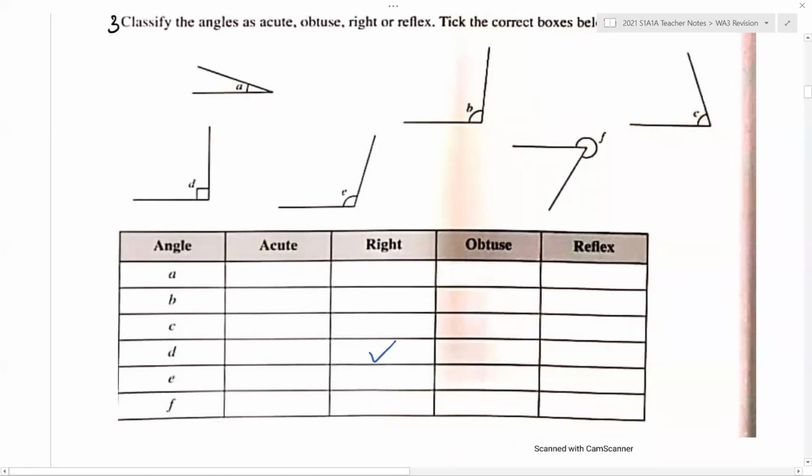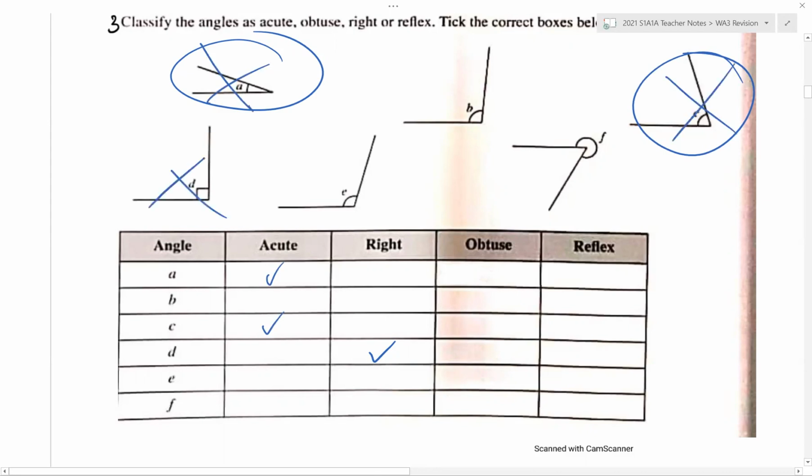So anything less than your 90 degrees, we human beings are able to see and recognize shapes. We can see and recognize that angle A is smaller than that corner of your paper. Angle C is smaller than the corner of your paper. So these two are the ones that are acute. So we've done A, we've done C, we've done D. Let's move on to the next one, obtuse. Obtuse is larger than 90, but it is smaller than 180. Smaller than the angle on a straight line. So we've got our angles B and E.